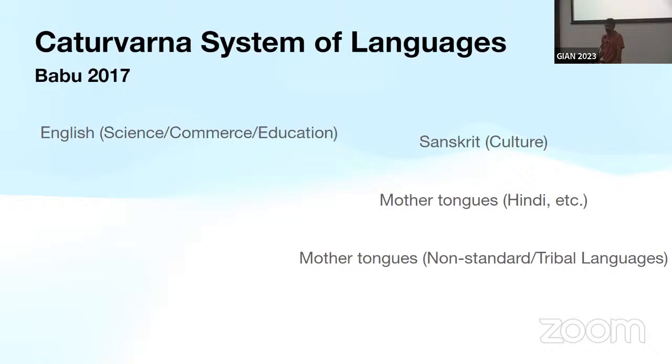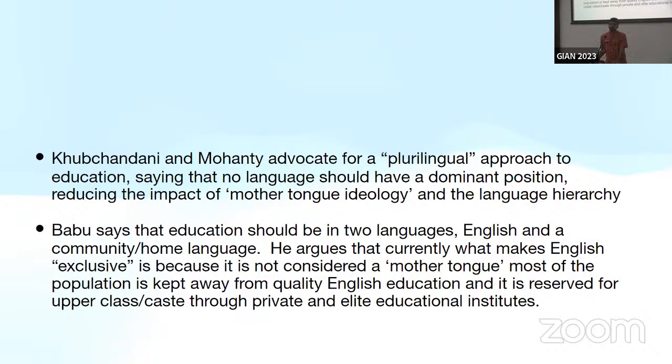So this is what I was saying, that Khubchandani and Mohanty advocate for a plurilingual approach. No language should have a dominant position. Whereas Babu says that education should be in two languages, English and a home language. Then we get into what's a home language, but you know. And he said that precisely because English is not a mother tongue is why we should learn it. So we should not learn in a mother tongue, because if mother tongue is so problematic, then why are we even having a debate about wanting to learn it in the first place, right?